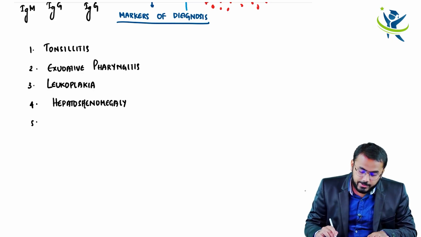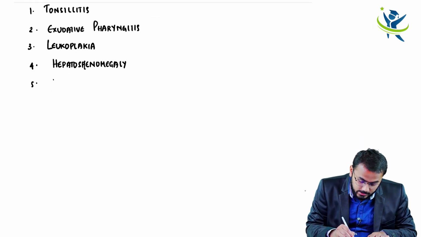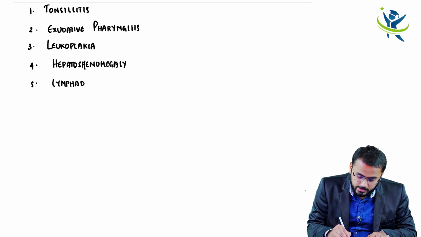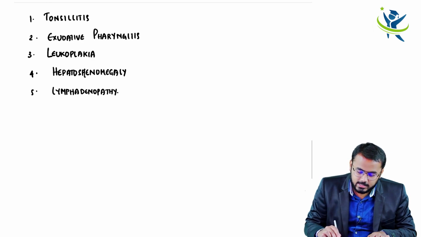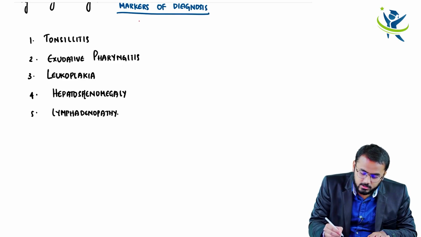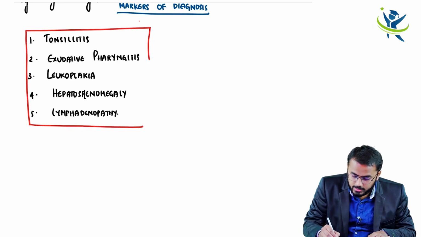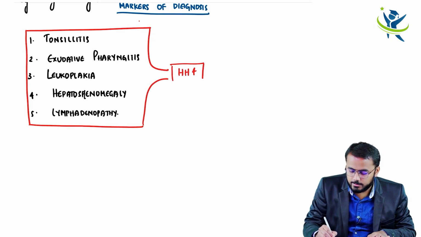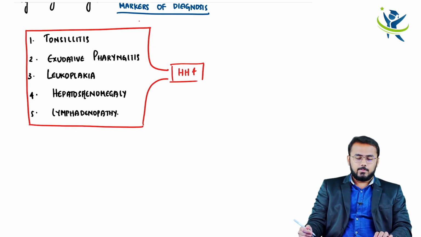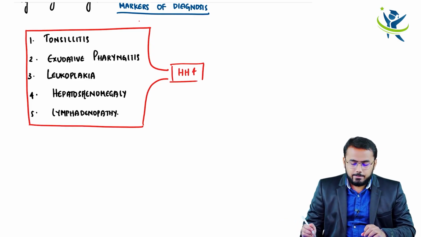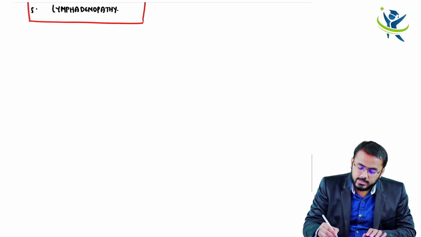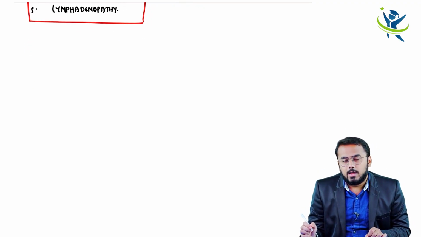Not only that, the patient's lymph nodes are affected, so the patient is going to have lymphadenopathy. So these are the basic clinical manifestations, right? These are the basic clinical manifestations one has to know regarding this human herpes 4 virus. Clear?